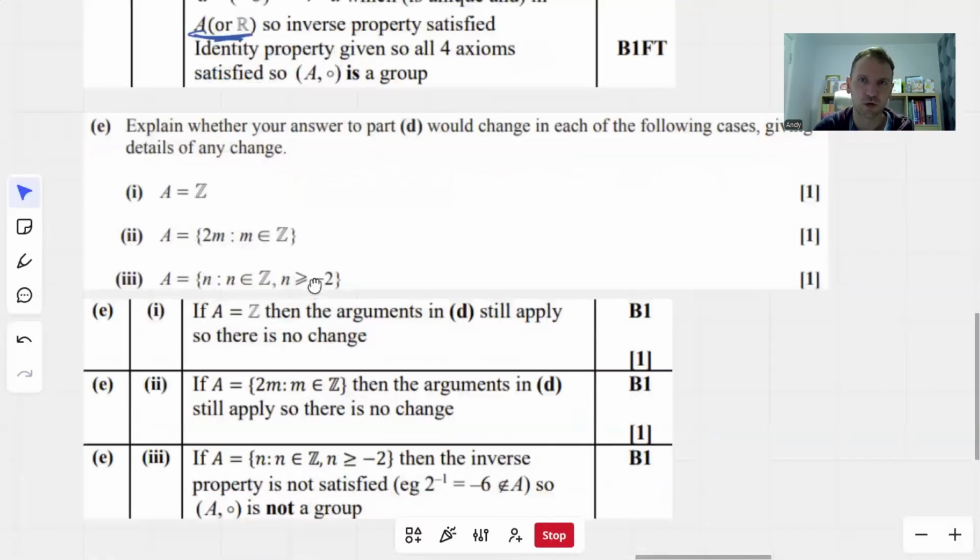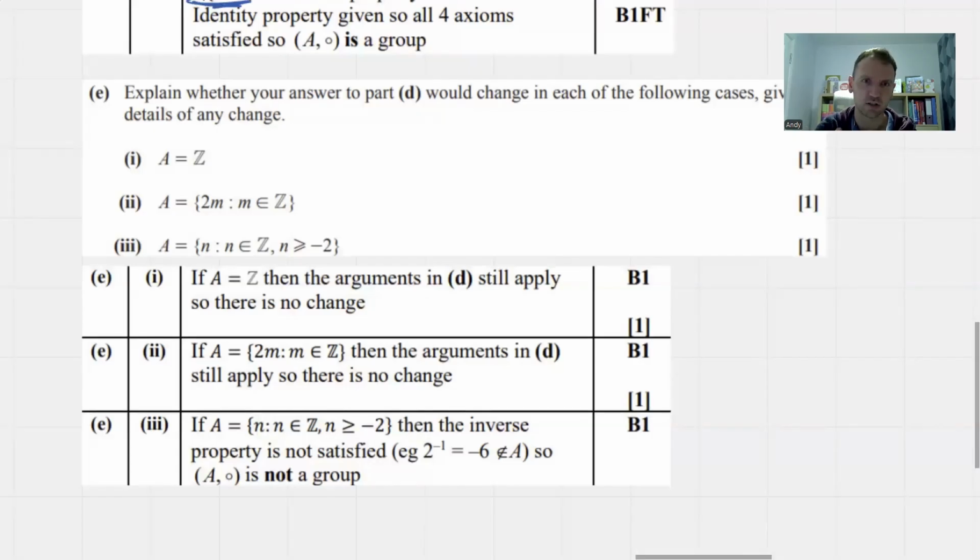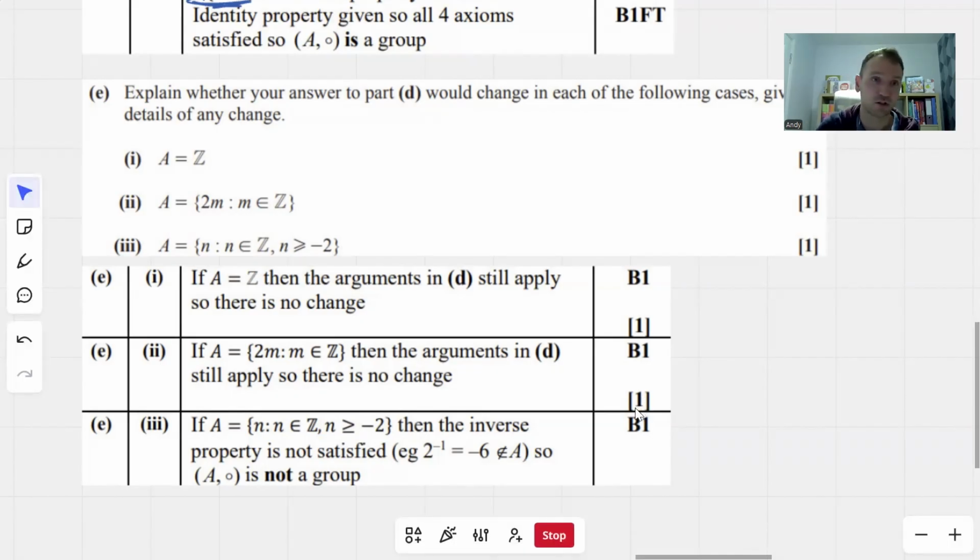Part three is the one where it changes and we don't have a group. Because when we're looking at integers greater than or equal to -2, it's not quite correct to say an element doesn't have an inverse because, as they give here, the inverse of 2 is -6. What is the case is that our inverse isn't in the group. You did get a mark if you said it didn't have an inverse, but it was risky because it wasn't strictly true. Really, what you should be saying is that some of the elements' inverses don't belong in the group, and even better if you can give a concrete example, because one concrete example's enough to show something is not a group.